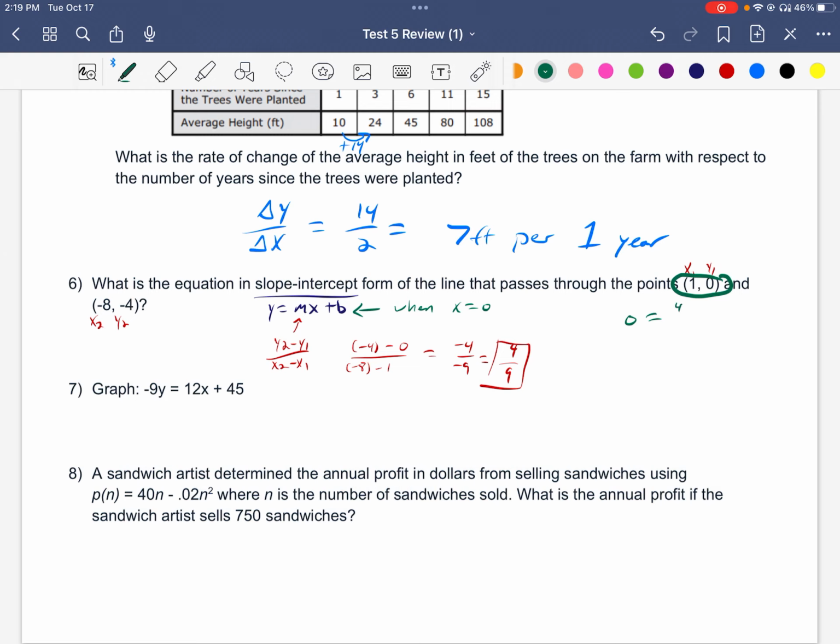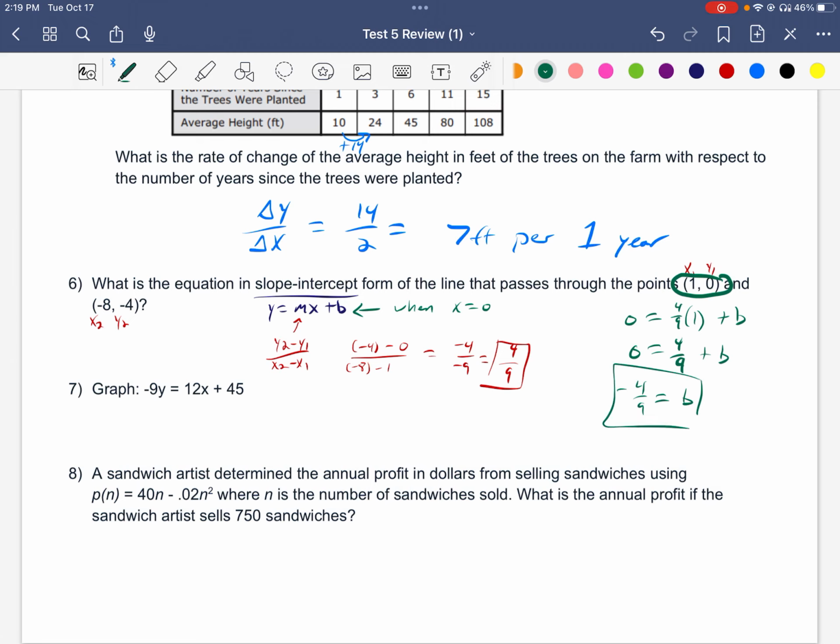I know the slope is 4 over 9, and I know the x value on this point is 1. I don't know the y-intercept, so I can just use a little bit of algebra and figure it out. 4 over 9 times 1 is 4 over 9. Subtract that, and I know that the y-intercept is negative 4 over 9.